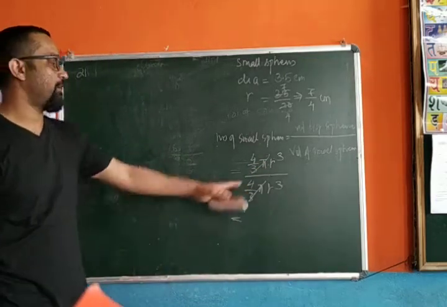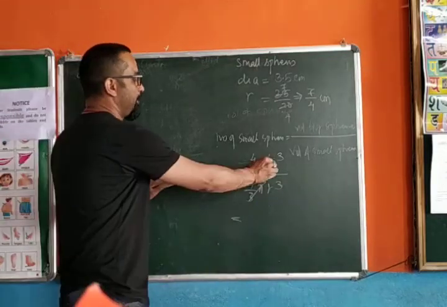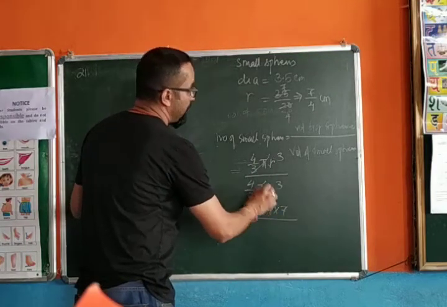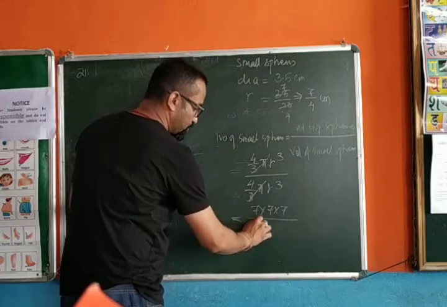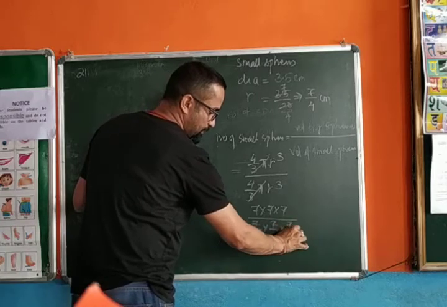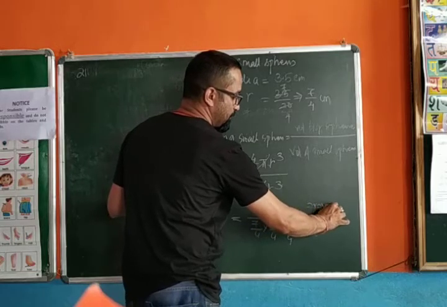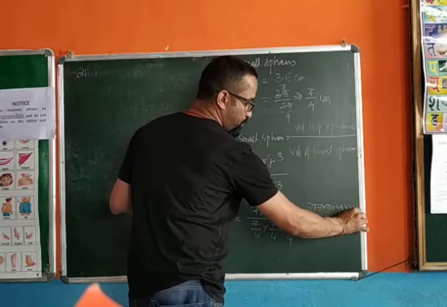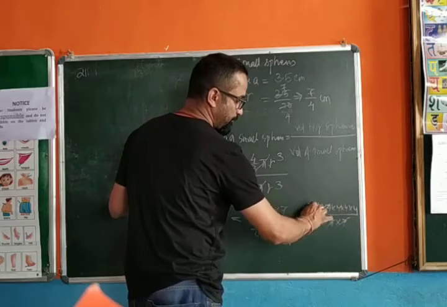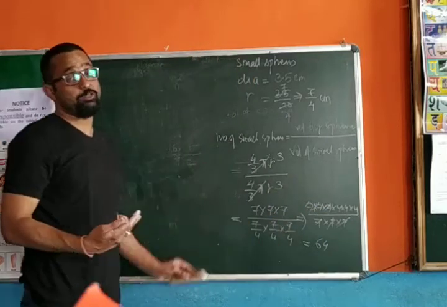Remember one more thing. You cannot cancel their radius because they have different values. The radius of the big one we calculated is 7. The small one is 7 divided by 4. Reciprocate this. 7, 7, 7, 4, 4, 4 divided by 7, 7, 7. Cancel it. 16 into 4 is 64. 64 small spheres are obtained.